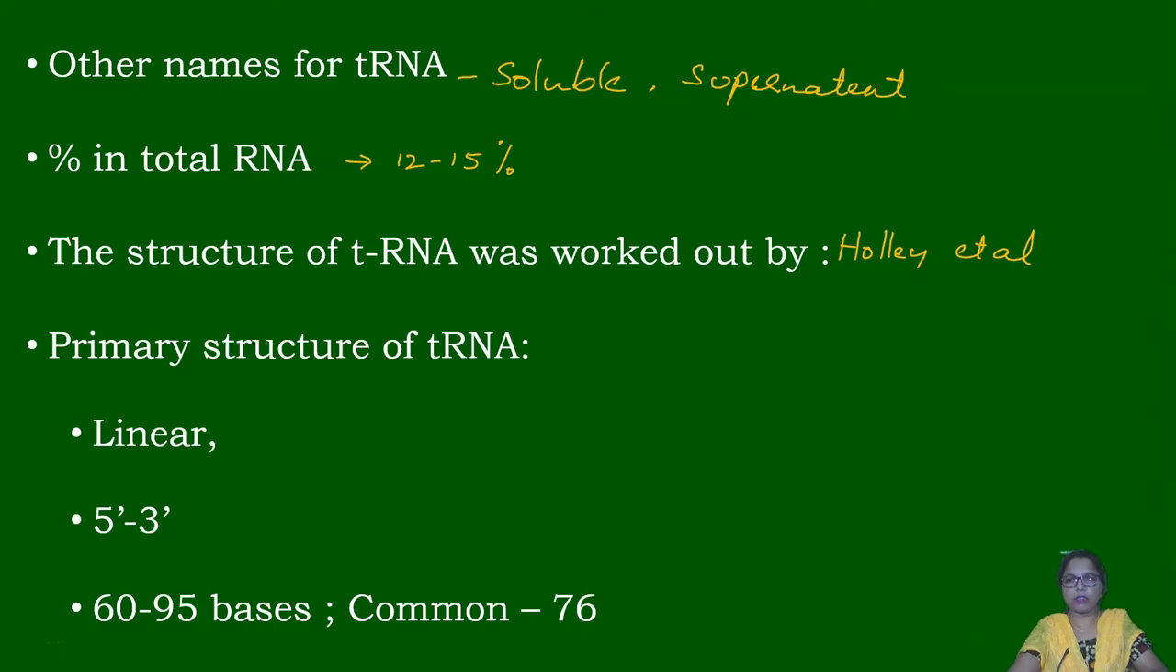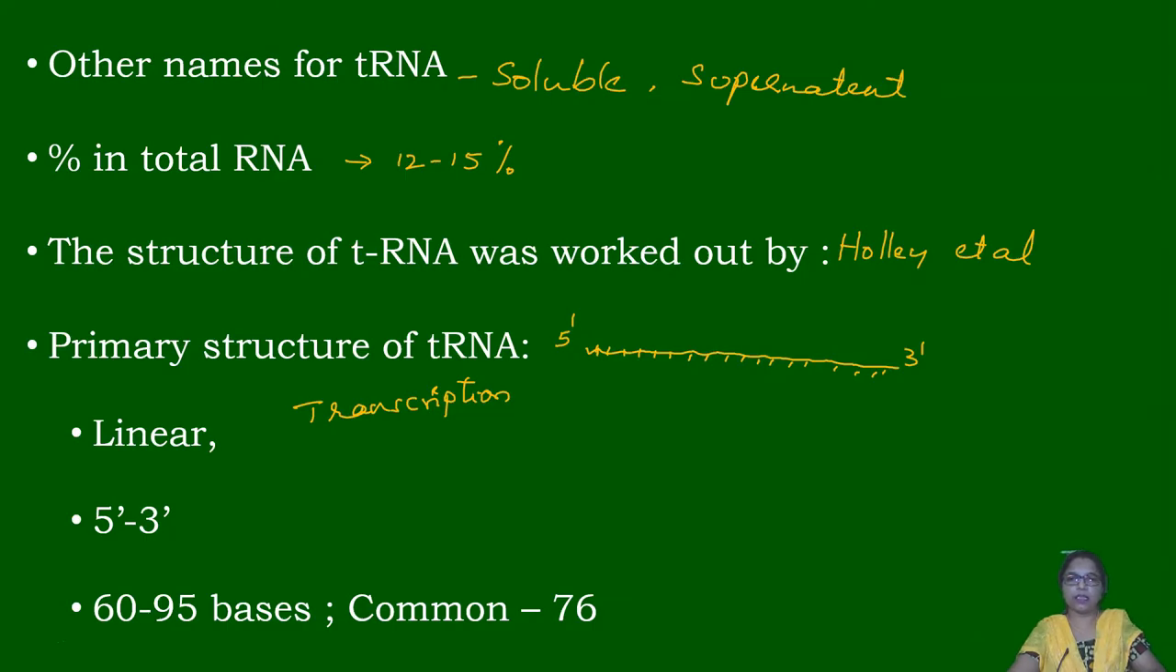The primary structure of tRNA is the linear structure. Linear means it is from 5' to 3' end, formed by a number of nucleotides one after another, and this linear structure is formed by the process of transcription. Transcription, as you know, is the synthesis of RNA from the DNA from any specific gene. From tRNA genes, this tRNA is formed.